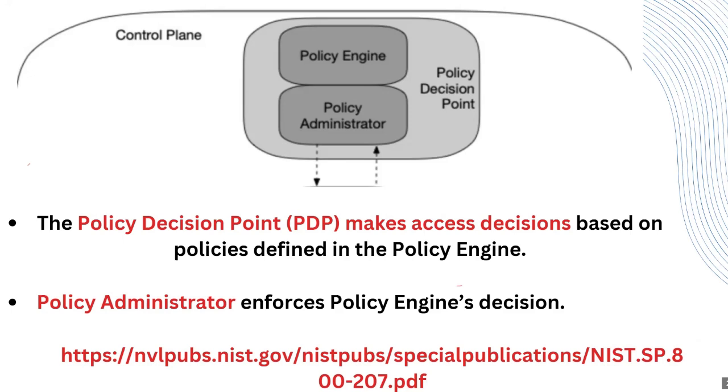So don't get confused. In the exam, you might have a question: what is the policy decision point? Or, the policy engine does this and the policy administrator does this. What does the policy decision point do? Well, they're just part of the policy decision point, two components within a larger component. You can see here there are two arrows. This is what happens when they communicate with the data plane, which is what we'll see next.